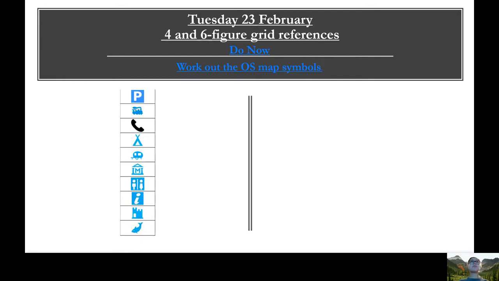But before we do that, here's a quick do now quiz for you. Look at these symbols here. These are all symbols you might find on an Ordnance Survey map, an OS map. Can you figure out what these symbols represent? Please write down what you think these symbols represent on a piece of paper, and you can draw these drawings in a small form next to them. Here are some clues as to what they might represent, and what you need to do is match them up. Please pause this video now and draw the symbols and write the words next to them in your books.